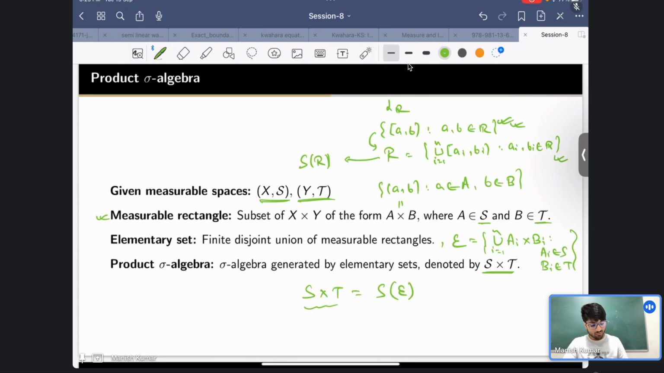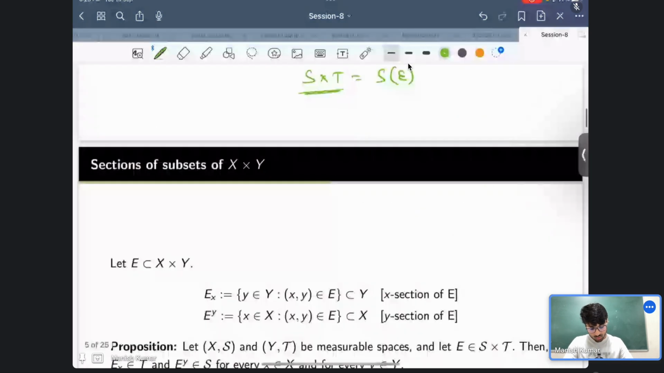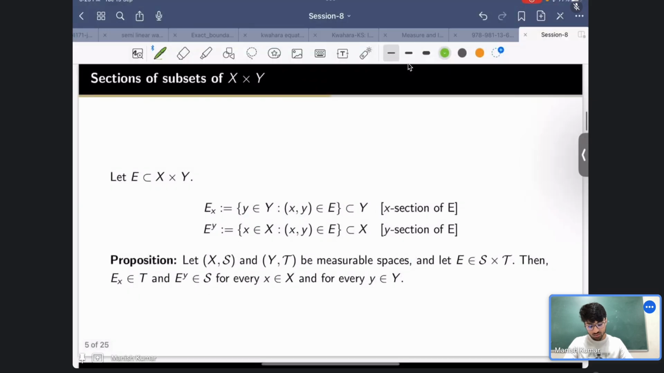Okay, and it is somehow related to the sigma algebras on X and Y. So it is related to these sigma algebras, right? S and T. So using these two sigma algebras, we are defining a product sigma algebra S cross T. Okay, so this is a natural way to define a new sigma algebra on the product space. Okay, so once we define this sigma algebra, our next goal would be to define a measure on this sigma algebra, right? Okay, so before going to that, let's see what the sections of subsets of the product space are.